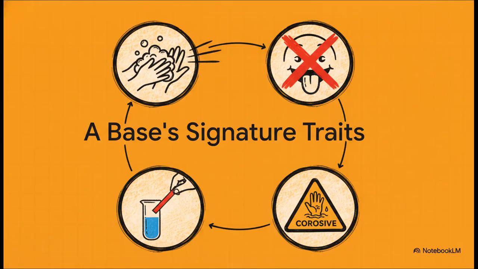And they have some really distinct signature traits. For instance, if you've ever felt that slick, slippery feeling of soap on your hands, you've felt a base. They also tend to have a bitter taste, but please, definitely do not go around tasting things to check. In the lab, they turn red litmus paper blue, which is the exact opposite of what an acid does. And just like acids, the really strong ones can be pretty corrosive.